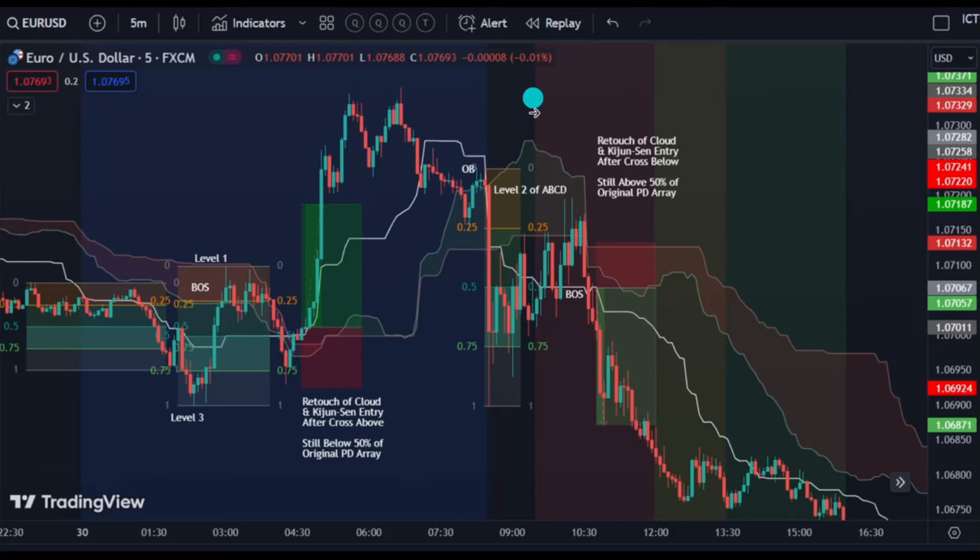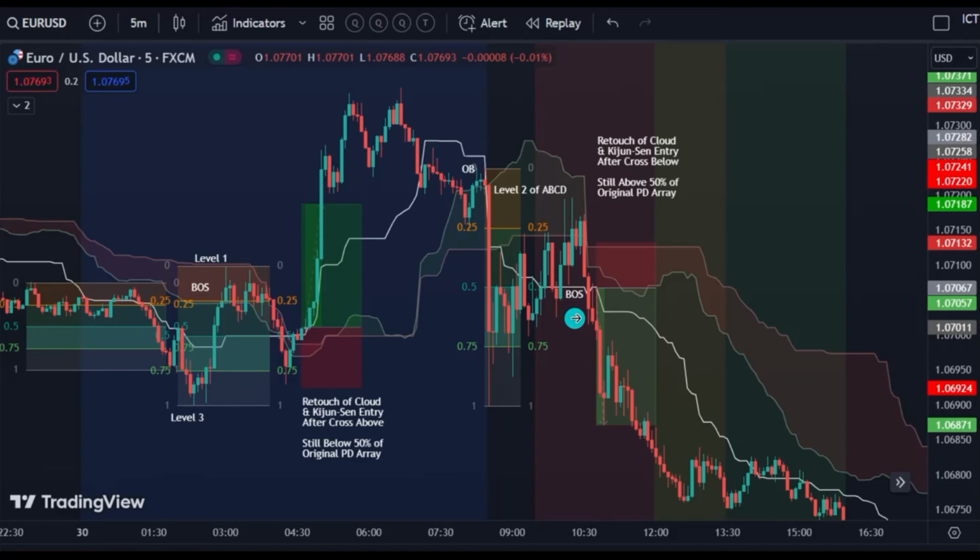So once New York happens and we see all of this messy consolidated price action, we can see that price is looking to get up into this order block. We are also above 50% of this PD array. Once price taps into this order block, we are inside the cloud. It closes outside the cloud, but we have not closed below the Kijun-Sen line.